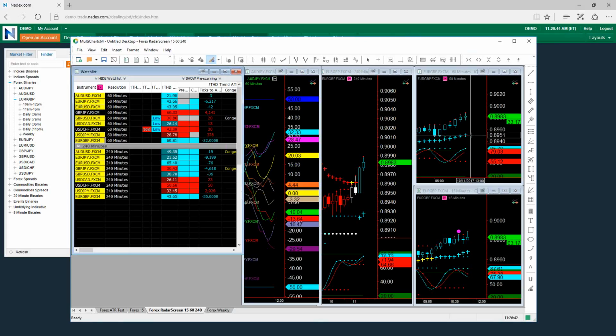Could it move 3 pips to the downside before 3 p.m.? Yes, it actually has the potential to go down to 89.51, but since it's the Euro British pound, it may be tomorrow before it gets there. Does everybody understand that?